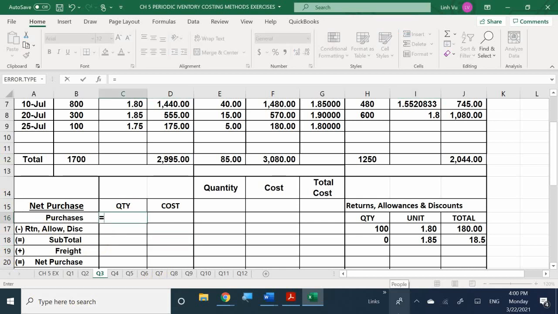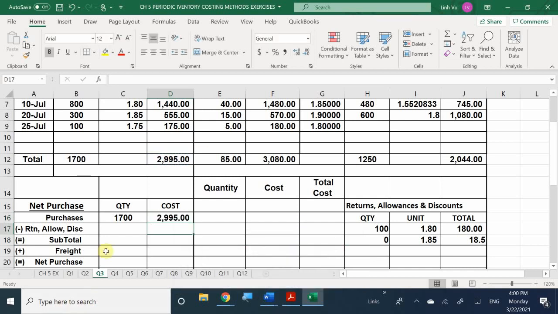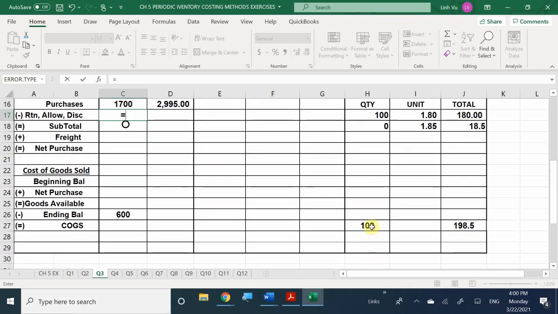Okay. So how much in total quantity did I make a purchase of? The purchases was 1,700. Okay, at a total purchase price of $2,995. Okay. So once again, did we have some returns and allowances? Yes, we did. 100 returns at $198.50. Okay, so let's do our calculation here.